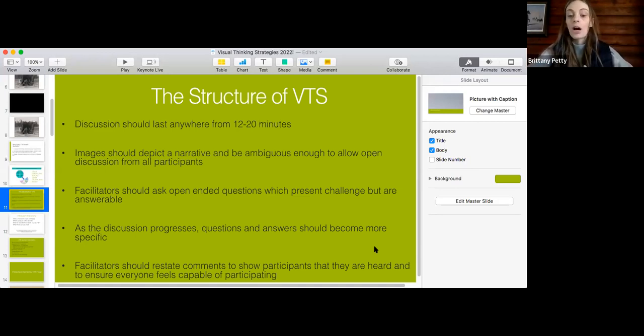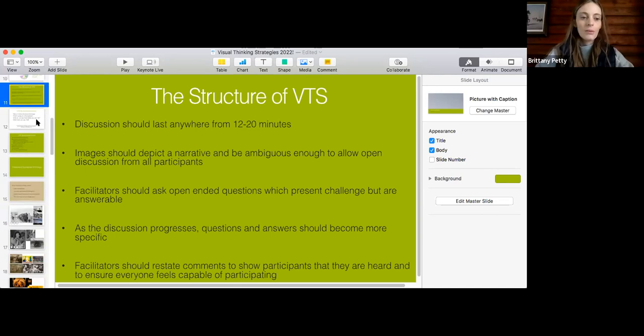And then as you go, it's great to restate their comments, just to show participants that they are heard and make sure everyone feels capable of participating. So it's not like a right or wrong. Ideally, you try to link different students' answers, like, Carmen said this about it, and that's sort of what Jenny was saying over here. So just practicing that moderator role.